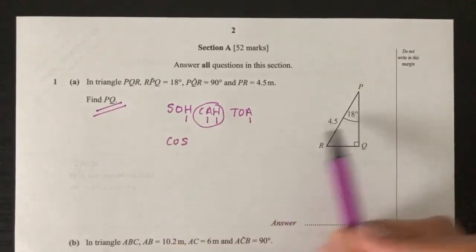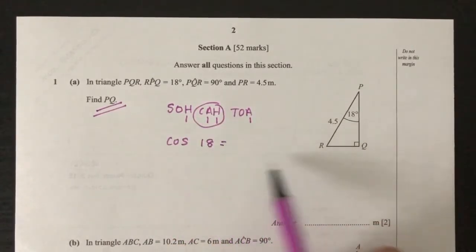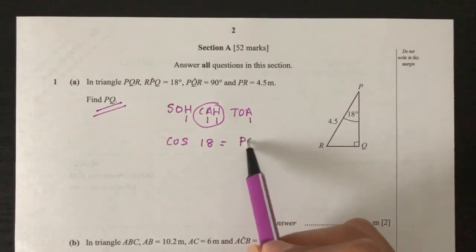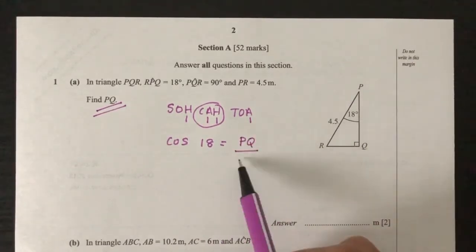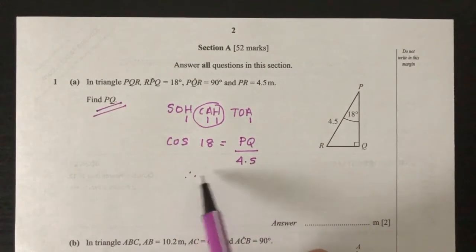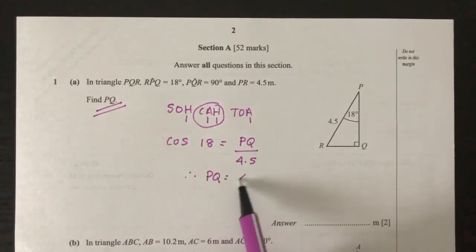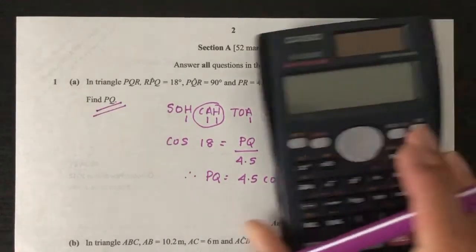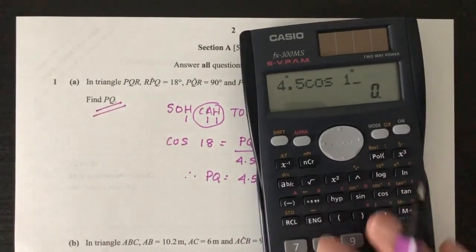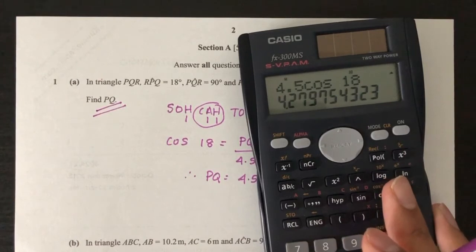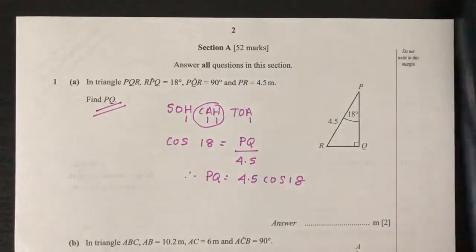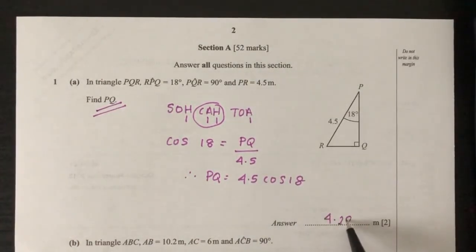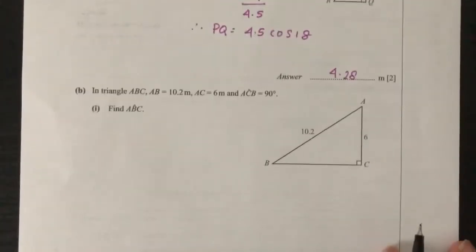So cos of the angle, which is 18 degrees, will be equal to PQ, which is your adjacent, over your hypotenuse, which is 4.5. So from this, PQ is equal to 4.5 times cos of 18. So cos of 18, that will be 4.28. Yeah, 4.28 will be your length. Now let's move on to part B.